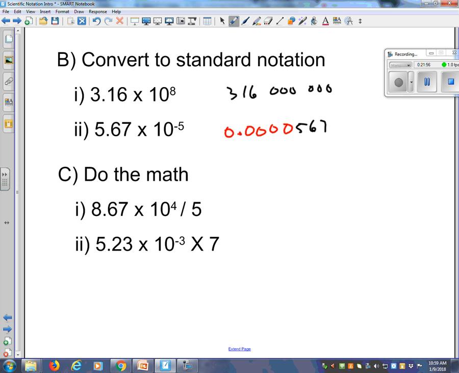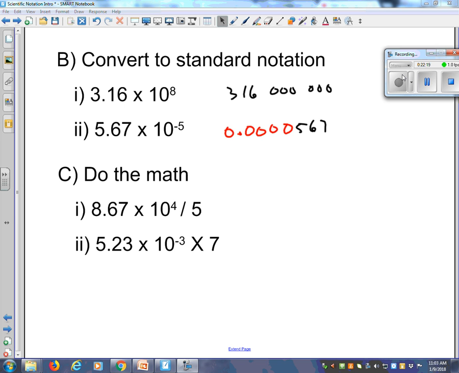Okay, now I want you to do the math. That's a divide, that's a multiply. Try those. I'll give you another minute or so. Okay, so to do the math here, you're literally going to take your calculator, which I've now lost mine. Oh, here we go. Okay.